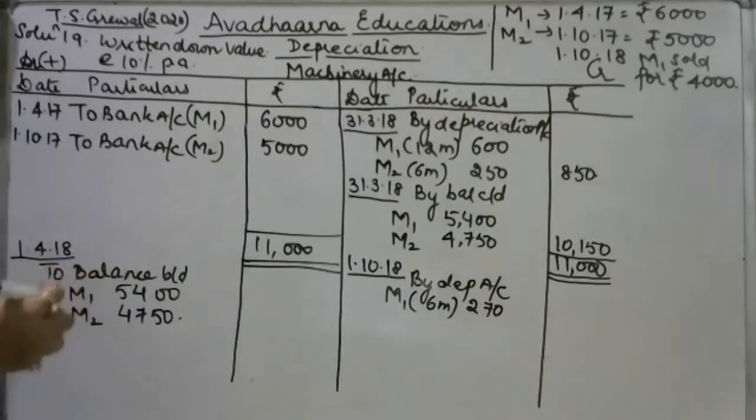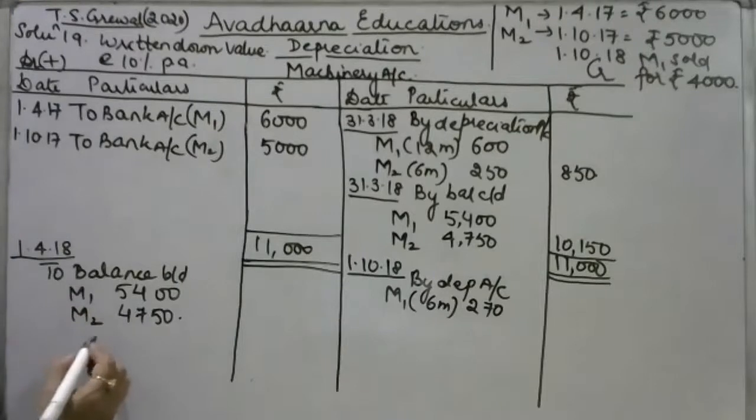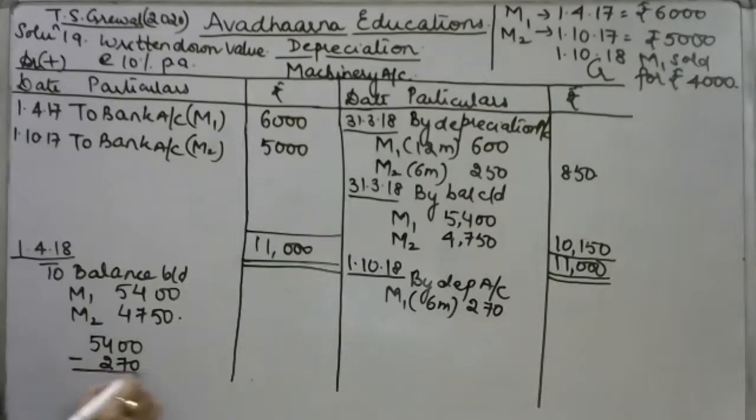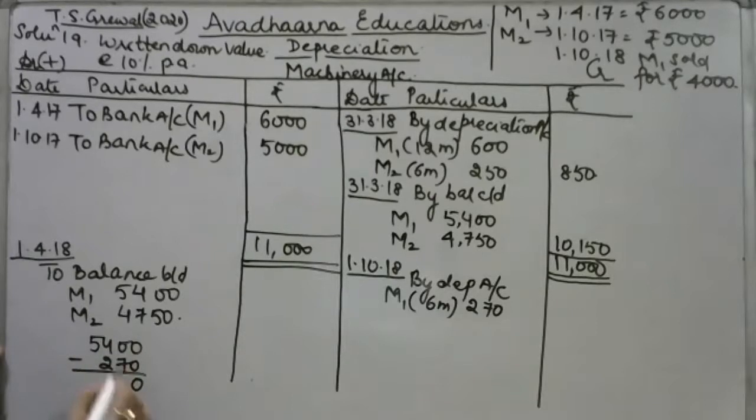Now, after subtracting depreciation 270, we will get the book value of the first machinery. The first machinery was 5,400. We have charged depreciation for 6 months in the second year. So it is 270. The book value on the date of sale of the first machinery is 5,130, and this machinery is sold for 4,000.